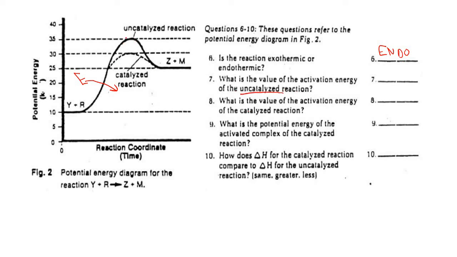So that's this. If it doesn't say a direction, you assume we're talking about the forward reaction, right? If it's talking about the reverse reaction, it'll say the reverse reaction. So the activation energy of the uncatalyzed reaction, we're going from 10 up to 35, so that's 25 kilojoules. So it takes 25 more kilojoules to get up the hill. We're at 10, we got to get to 35.